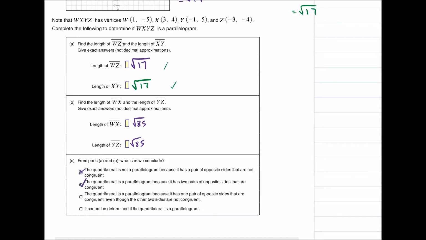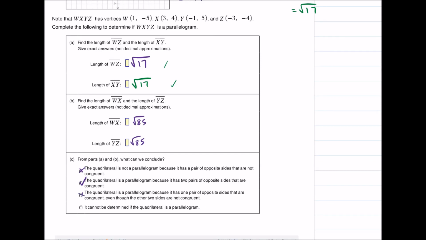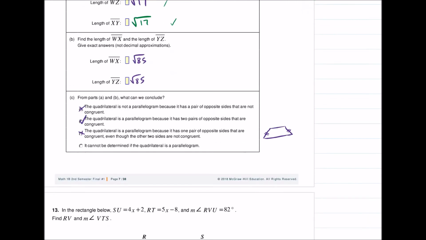And the last one, quadrilateral is a parallelogram because it has one pair of opposite sides that are congruent, even though the other two sides are not congruent. This is a wrong statement because we can have a trapezoid with two sides that are congruent and the two other sides not congruent. So that's not true. The correct answer is the second statement.